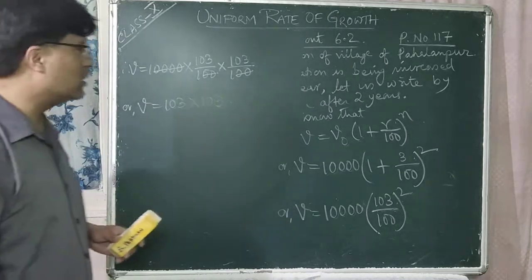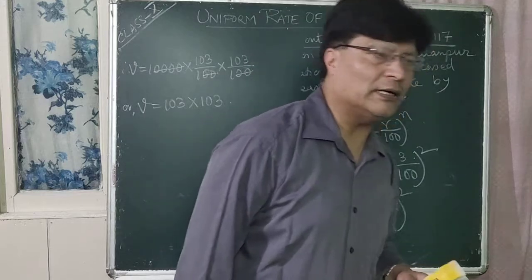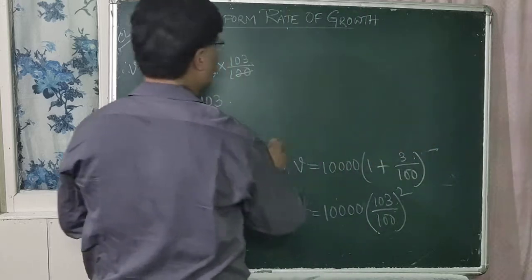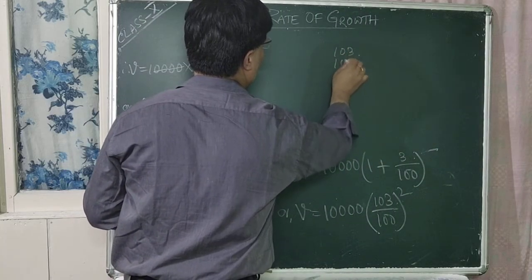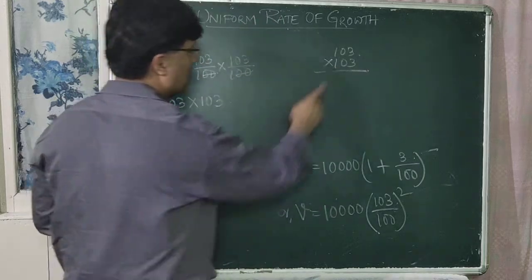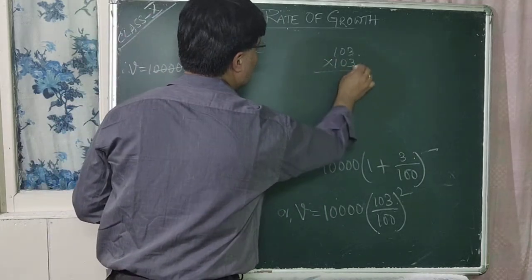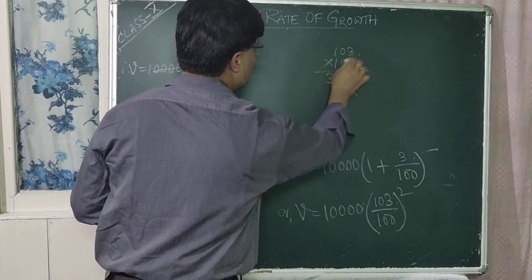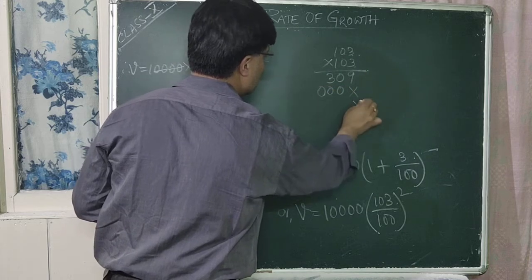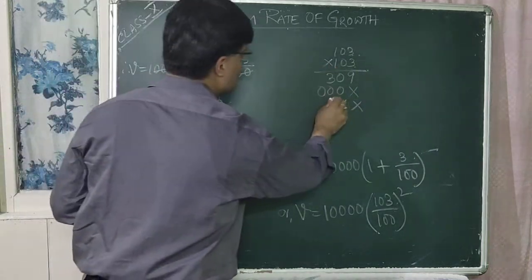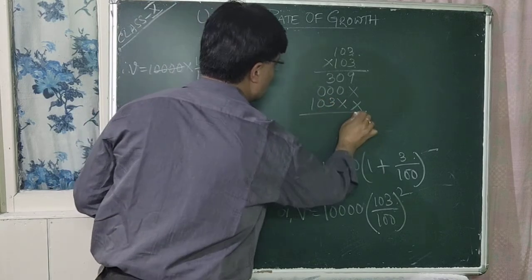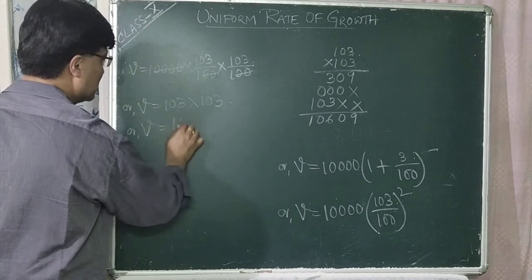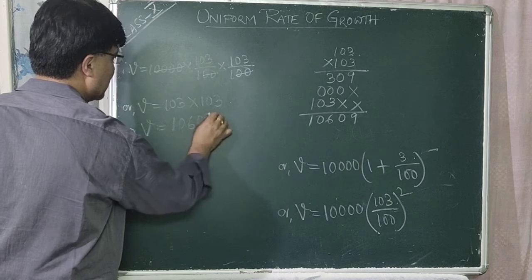So let us do the rough work. You have to multiply 103 by 103, okay? Now multiply by 3 first. 3 3s are 9, 3 zeros are 0, 3 1s are 3. Cross. Multiplying by 0, 0 3s are 0, 0 zeros are 0, 0 1s are 0. Double cross. Now multiply by 1, 1 3s are 3, 1 zeros are 0, 1 1s are 1. That is 10609.